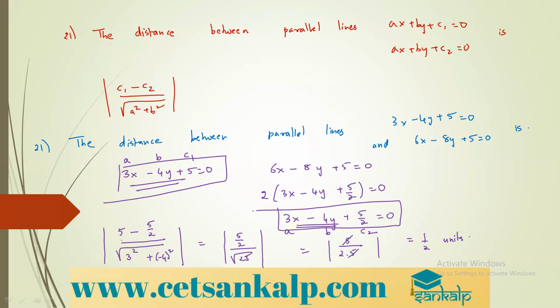1 by 2 units. So in this way, we have completed this small chapter, straight lines and pair of straight lines, important topics. Tomorrow in the next class, we are going to learn about circles and system of circles. Please learn the synopsis, the important points, the concept, and come to the class prepared.